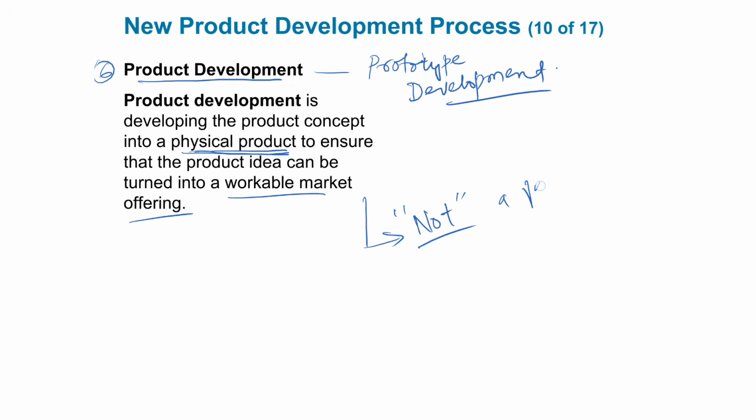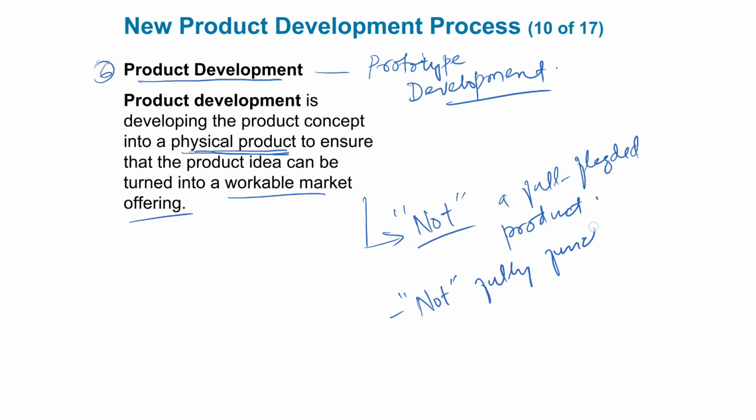it's not a full-fledged product, which means that it's not fully functional, which means that some of the functions may not be working because it is something which is what we call a sample product or a trial version. These are very common terms used for product development. So it can be a sample product, it can be a trial version.